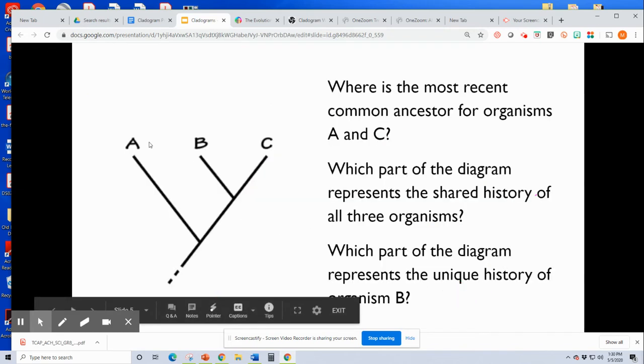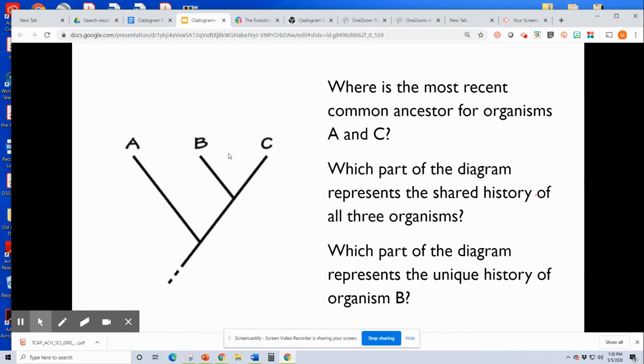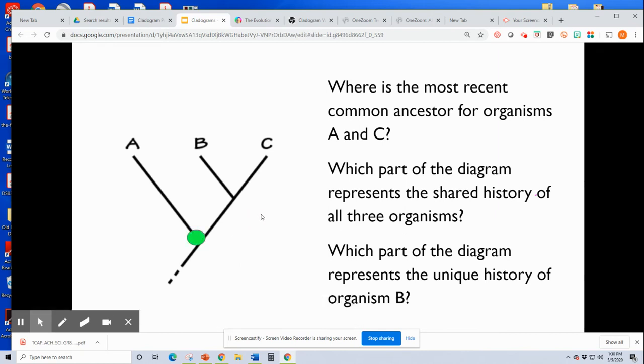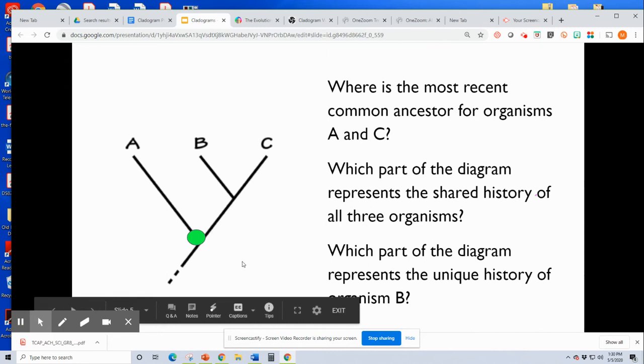So if we give you something like this and we say, hey, there's organisms A, B, and C. I don't know what they are, they can be anything. And we ask you where the most recent common ancestor is for organisms A and C, you would just take the lines, trace them to where they intersect, and it should be right there. If we said which part of the diagram represents the shared history of all three organisms, it's this part back here.